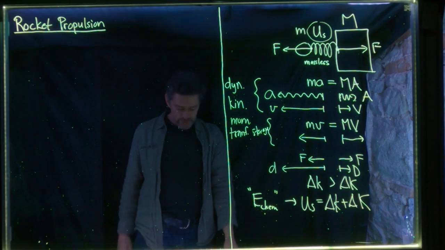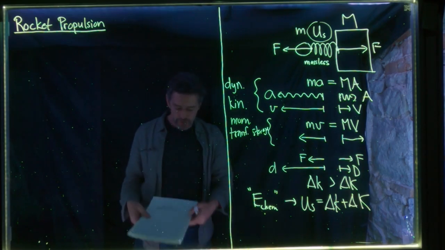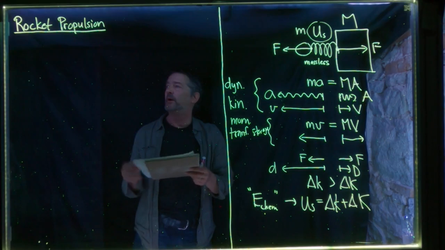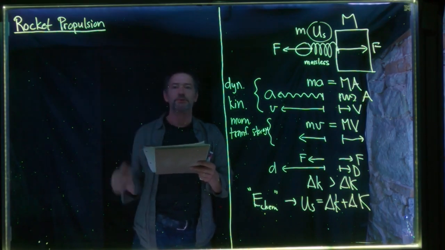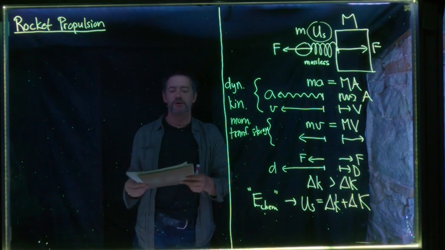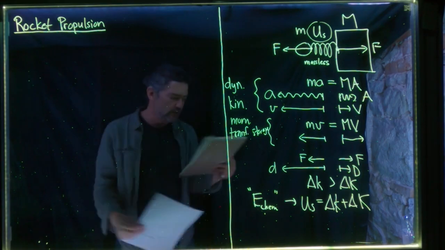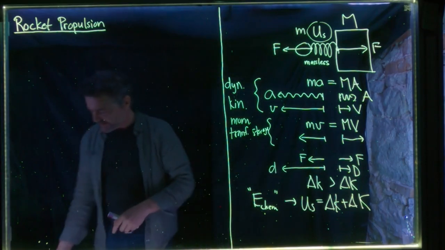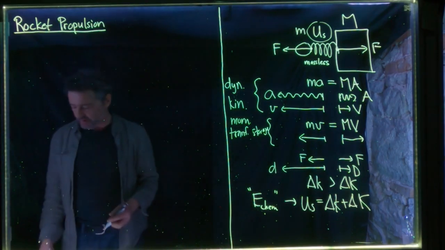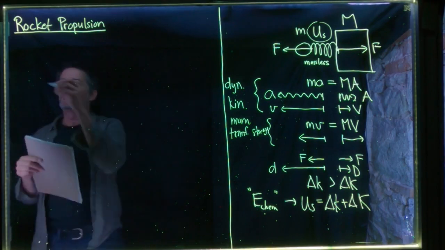Okay, so that's that. So let's talk a little now about rocket propulsion, more formally. We will apply conservation of momentum more formally, and we'll do some math, and we'll discover some interesting things. Okay, so the first picture we're going to draw here is our rocket.